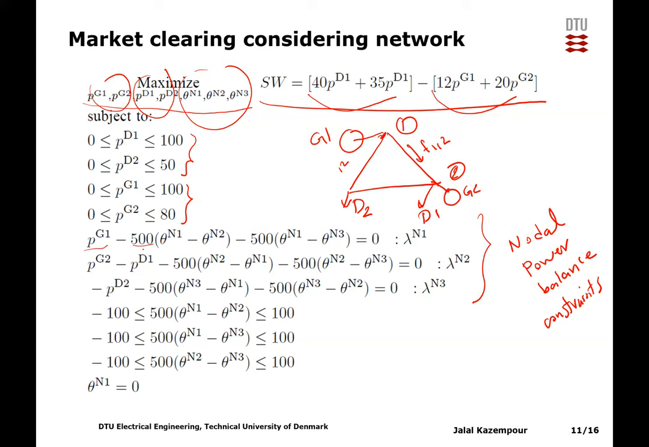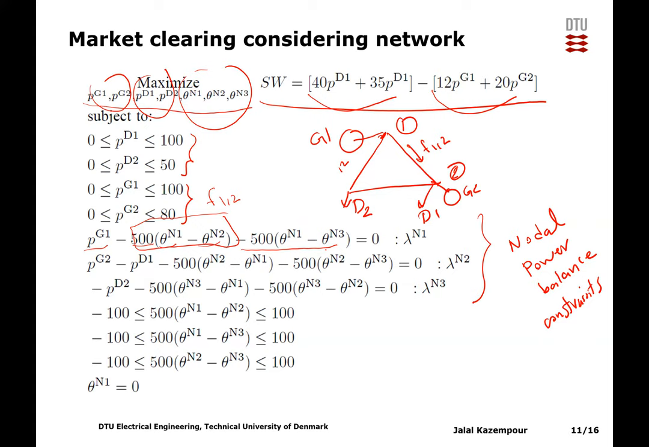Susceptance of the line, so theta n1 minus theta n2. So this term in total, it says f1 of two, right? Flow from bus one to bus two. It's minus because it's like the demand for bus one. What about this? It's the flow from bus one to bus three. Same situation where we have the susceptance and both load angles. Very good.